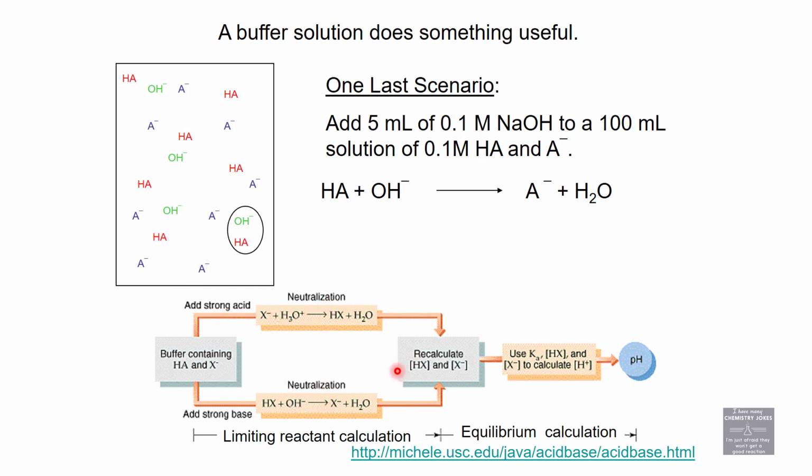Write your equation accordingly, recalculate your new concentrations, and use an equilibrium table if you really want to, or use the shortcut Henderson-Hasselbalch thing to calculate the pH at the end. Limiting reactant, first bit, equilibrium, second bit. It's really what we've been doing all along. I'm just telling you, if you recognize it's a buffer, you can do a shortcut.